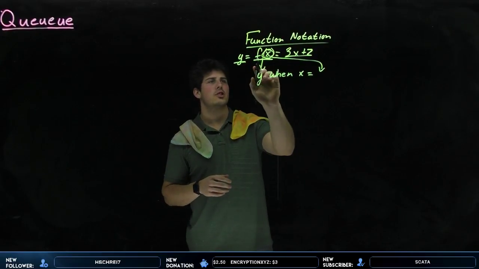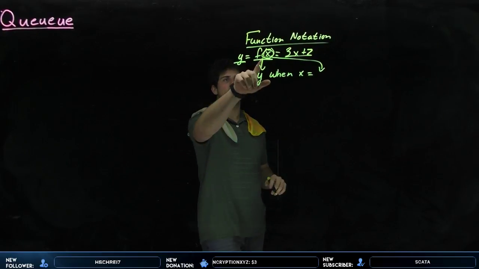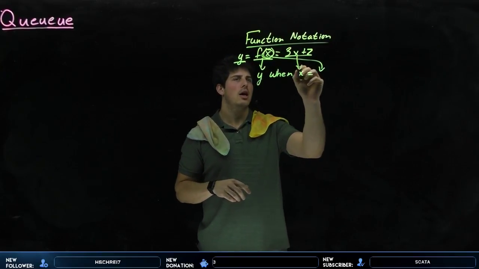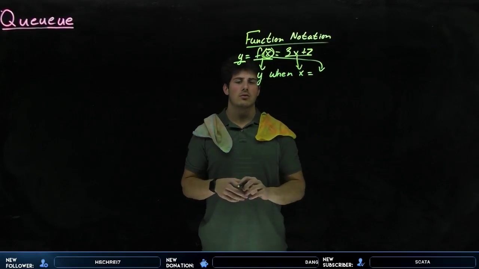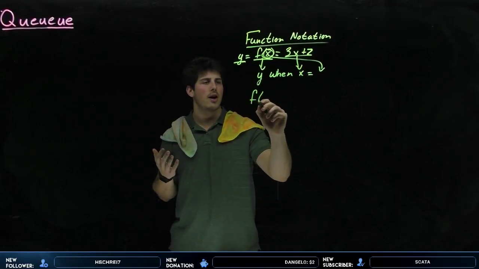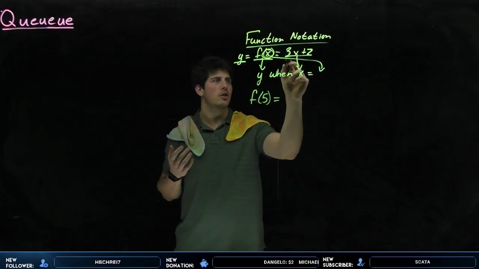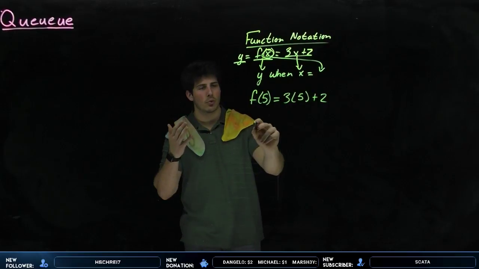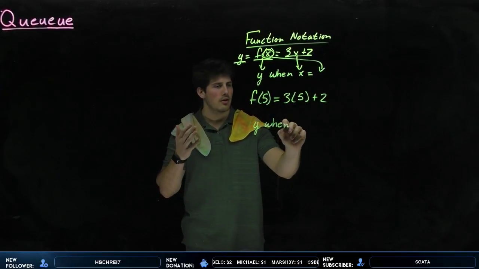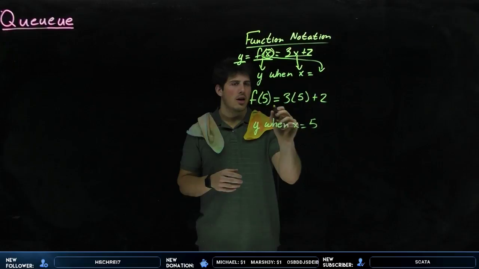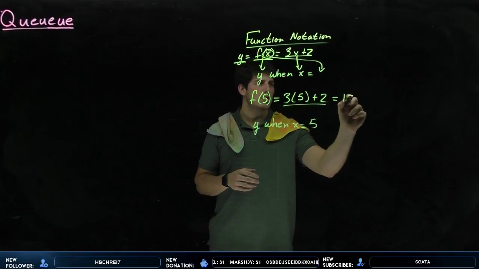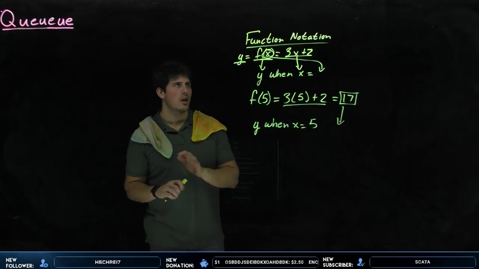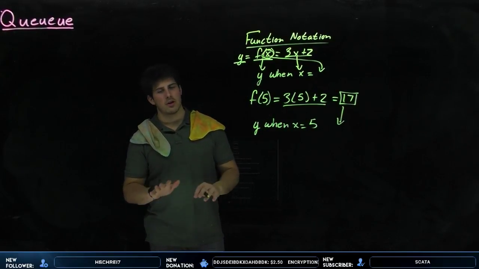So function notation, f of x, really is saying that f of x is y when x in this equation is some value. For example, if I have f of 5, that's going to be 3 times 5 plus 2, because I'm asking for y when x equals 5. I'm solving that, and I'm getting 17. That is function notation at the very, very lowest level.